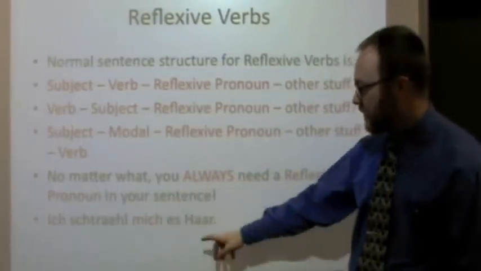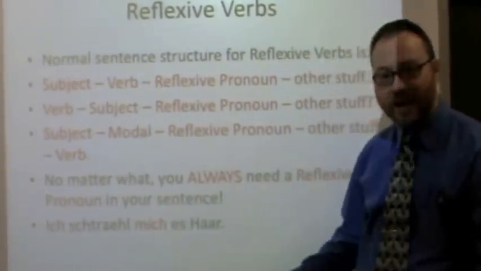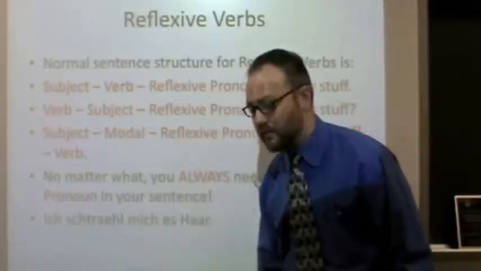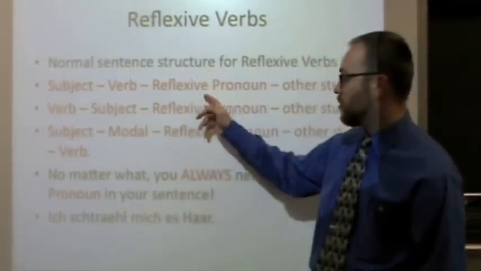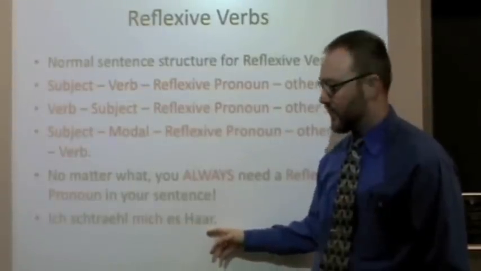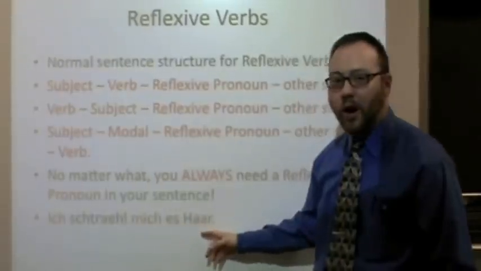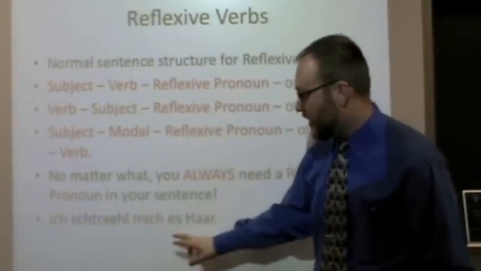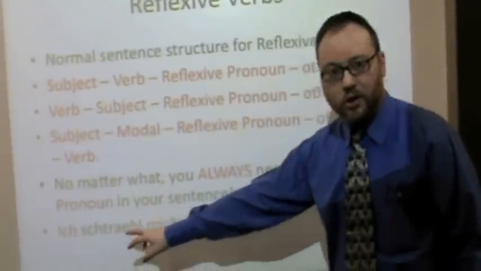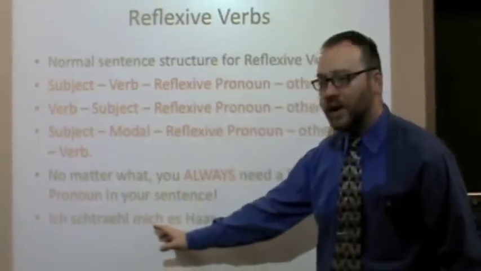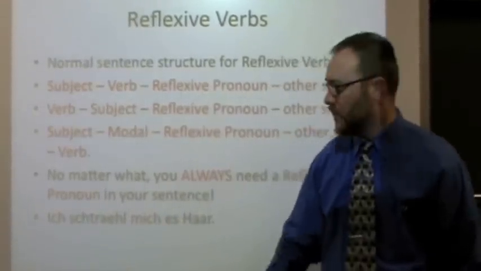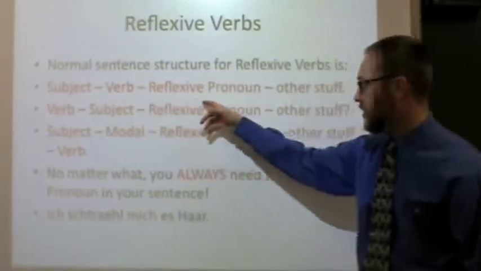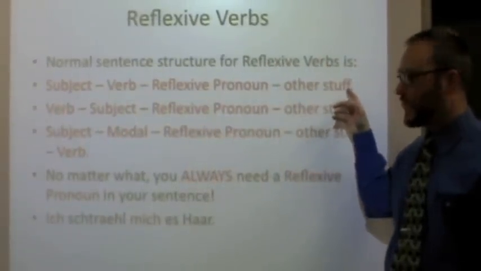Okay? Now in a second I'm going to say why we use mich here, but the ich is your subject, strelen is your verb, mich is our reflexive pronoun, and then here's our other stuff, as hoa. Ich strele mich as hoa. I'm combing my hair. Your mich and your ich are your subject and your reflexive pronoun. These are forming the bread of your sandwich, and the verb is in the middle. Okay? It follows exactly this first example. Okay?